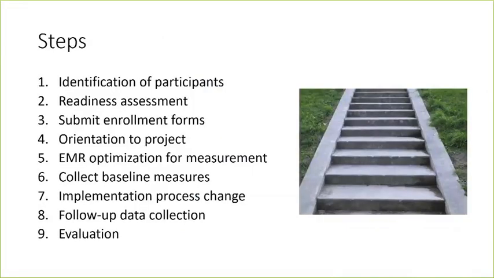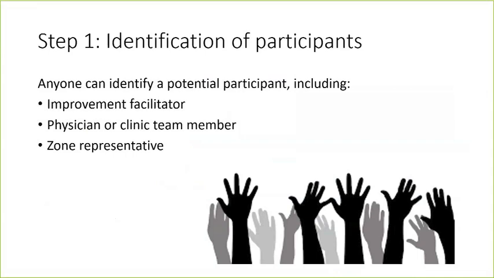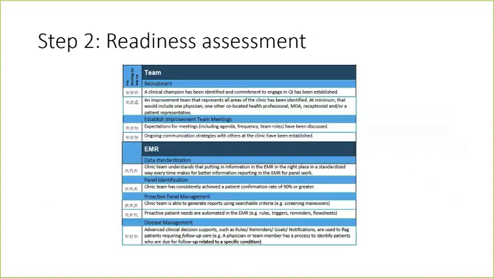This list may look a little bit long, but you were probably doing this work anyways as part of your process improvement efforts. So step 1 is simply identification of a potential participant. Many improvement facilitators may be aware of teams they've worked with in the past who may be interested in an opportunity like this, or a team member may feel like their team is ready for this opportunity. So the key is that absolutely anyone can raise their hand. The next step is actually a tool that will help you decide if this is right for you, but there is no one way to enter the demonstration project. Anybody can raise their hand.